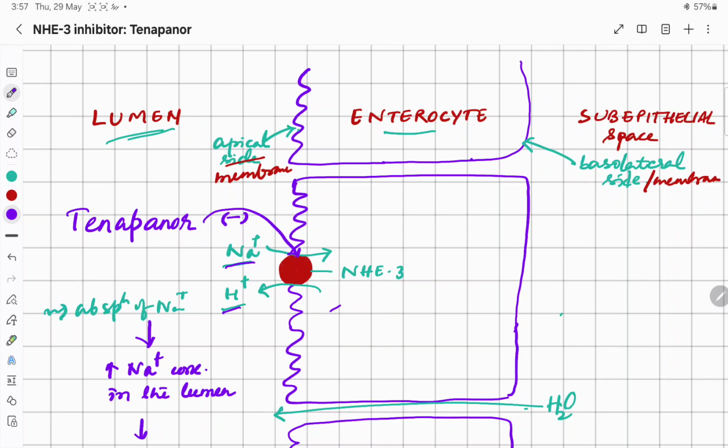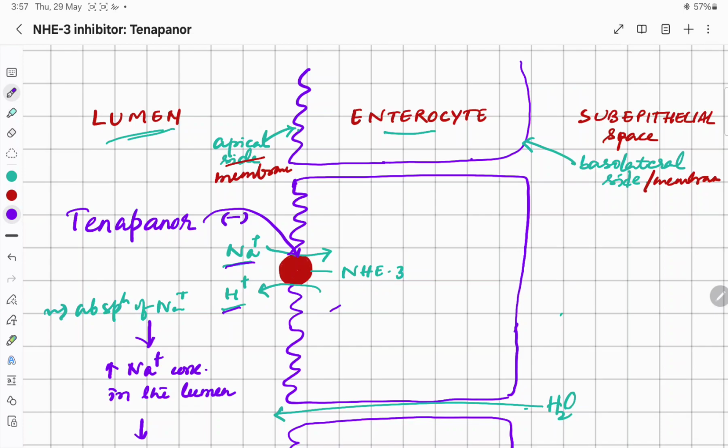And sodium hydrogen exchanger type 3 is located in the GIT towards the apical membrane. So for the enterocytes, the epithelial cells of the GIT, the side which is located towards the lumen is called the apical membrane, and the side which is located towards the subepithelial space is called basolateral membrane. So towards the lumen, in the apical membrane, sodium hydrogen exchanger 3 is located, and Tenapanor inhibits sodium hydrogen exchanger 3.